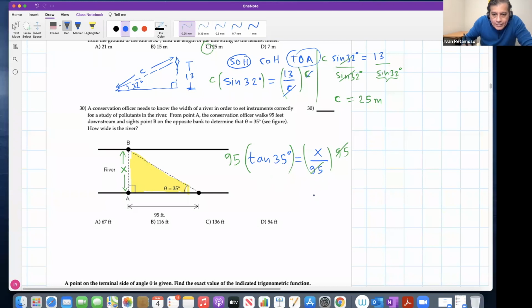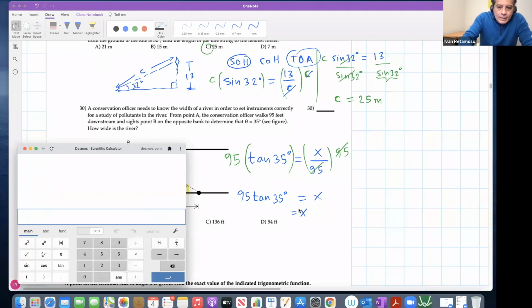Great. So X has to be this multiplication, 95 multiplied by the tangent of 35 degrees. And this is something we can get in our calculator, right? So get your calculator, 95 times tangent. Tangent, just TAN, or if you prefer, you click in functions, it's also there. Either way is fine. 35, just make sure that you're working in degrees, guys. For the word problems, degrees.